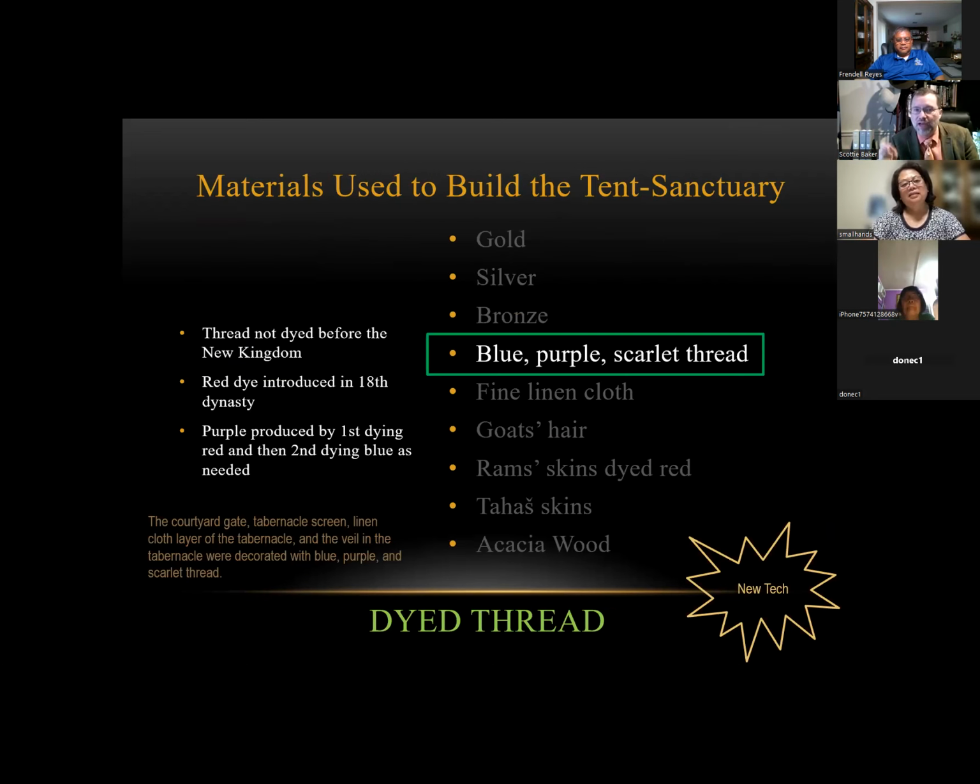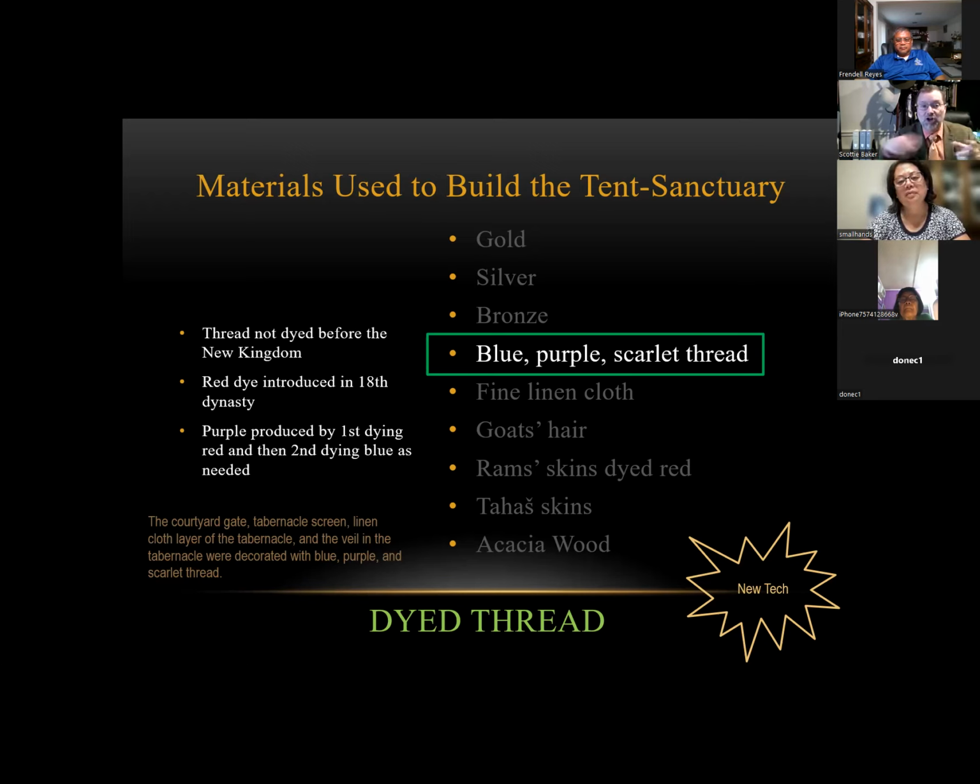There was embroidery on that gate. The embroidery was made of 3 colors of thread: blue, purple, and scarlet thread. That's new technology. Red dye for threads was introduced in the 18th dynasty. So just before the Exodus, they had red dye for threads for the first time. In fact, they only individually dyed threads for the first time in the New Kingdom, in the 18th dynasty. Before that, they didn't dye threads.